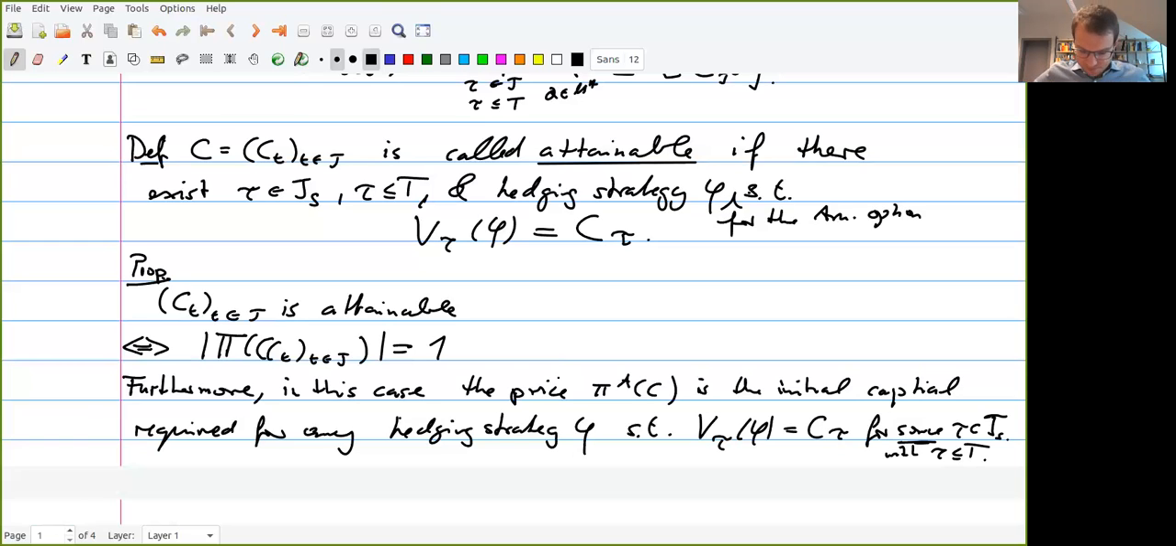Right. Okay. And please take a minute and go back to the notes on the pricing of European options. You recall that a European option is replicable if and only if the price of the European option is unique, so it's a single element. And in this case, the minimal initial capital you need to replicate the European option is given by the arbitrage-free price.